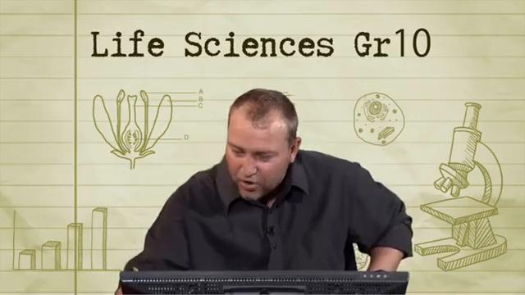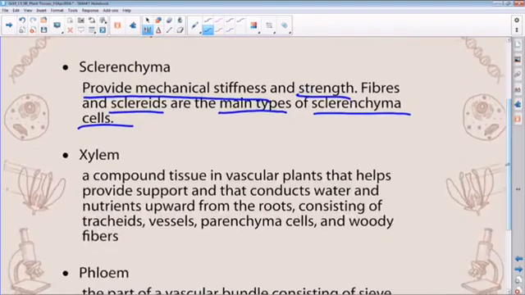Next one. You get your xylem. Your xylem is quite a cool one. It's a compound tissue in vascular plants. In other words, it has a vascular system. The plant has a vascular system that helps provide support and that conducts water and nutrients upwards from the roots, right?